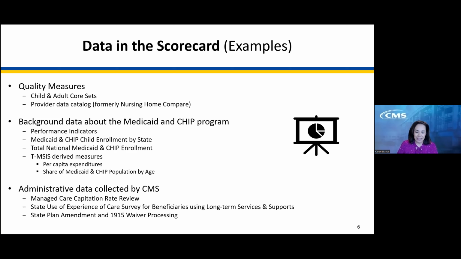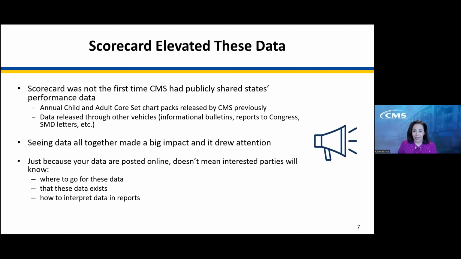So lots of different data that isn't necessarily new to Medicaid.gov, but we were trying to patch together the story about our program and bring attention to some key metrics. And I think one of the really interesting byproducts is, I would say 90% of this was information that we had shared through annual reports or reports to Congress, informational bulletins, really releasing these through different vehicles. But, and I can say this because I worked on the child and adult core sets for many years and released lots of different reports to Congress, not a lot of folks were reading those materials.